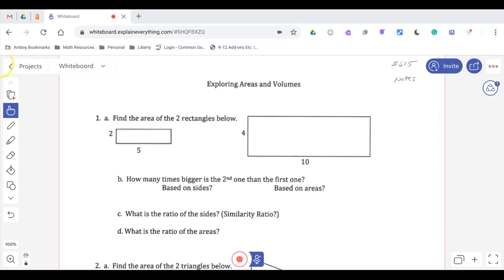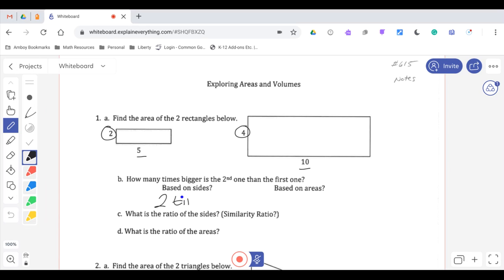Okay, so number 1 here says to find the area of the two different rectangles below. First off, looking at the two rectangles, they are similar because if I take 2 times 2, I get 4. And if I take 5 times 2 as well, I get 10. Okay, so we know that they are similar. And that means I can actually answer part B here. How many times bigger is the second one than the first one based on the sides? It is 2 times bigger.